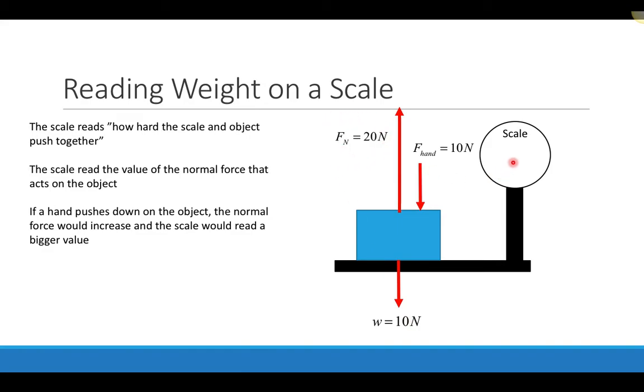Now the scale is actually going to read a larger value this time. It's going to read that contact force of 20 newtons, and it's reading a greater value because now the surfaces are pushing together by a greater amount.